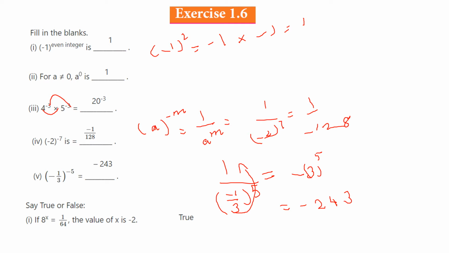Next one, a to the power x equal to 1 by 64, the value of x is what? 1 by 64, how do you write it? 1 by 8 squared. 1 by 8 squared means, by the formula a to the power minus m equal to 1 by a to the power m, that is 8 to the power minus 2 only. So minus 2 means x is minus 2. Here given x is minus 2. Therefore it is true.